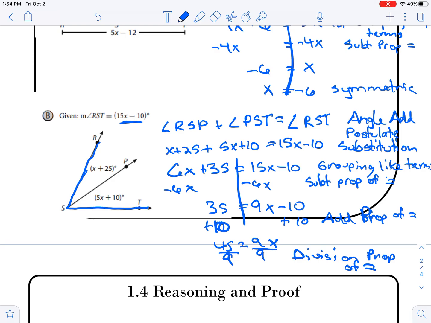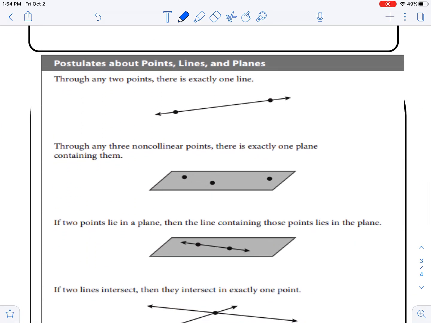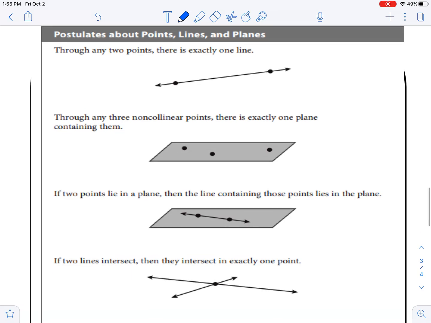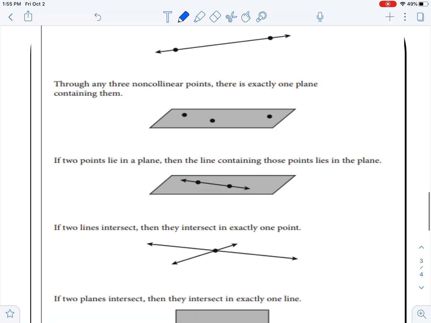So it's pretty straightforward as far as how it goes. You just have to, each step that you do, you have to give a reason for why you did exactly what you did. So as we go on to the next one, okay, so just the postulates that we'll use throughout it that you'll draw your information from. Through any 2 points, there's exactly one line. Through any 3 non-collinear points, there's exactly one plane. So plane, again, is that piece of paper, that idea behind it. And so when you look at these properties, if 2 points lie in a plane, then the line containing those points lies in the plane.